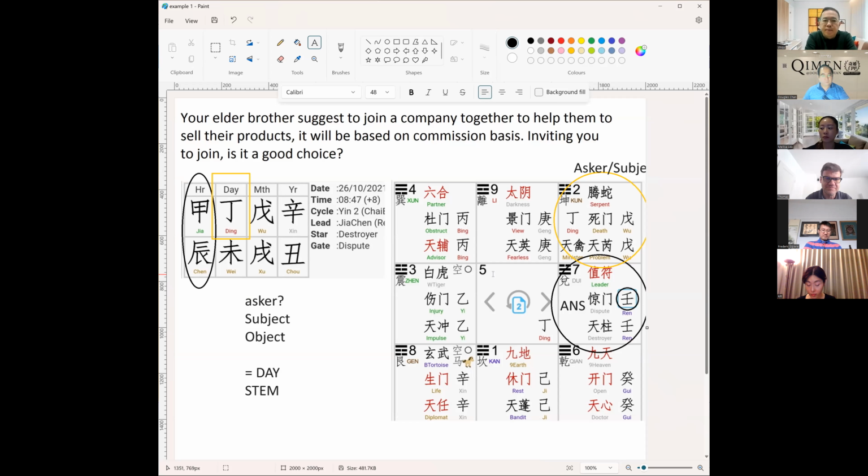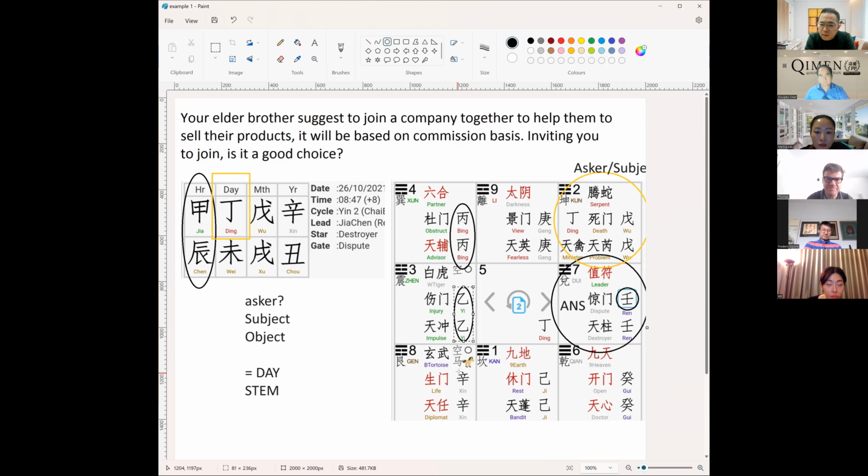So now, two parts. Box 2 is ourselves. Box 7 is the answer. Now, going back into this question, look at the big picture. This chart is a very weird chart. If you notice, all the stems are the same. In every box, the stems are the same. So this is what we call a Fuyin chart.